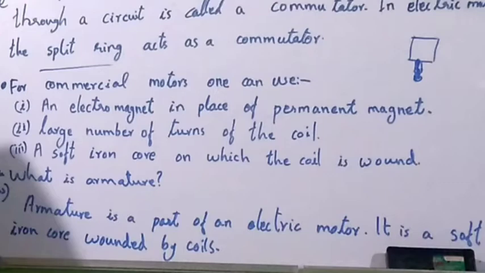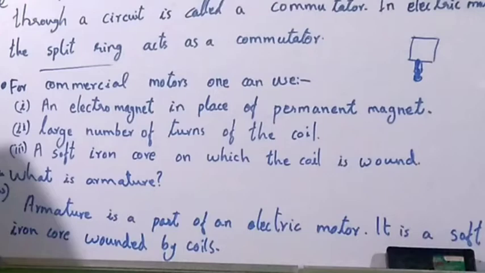A large number of turns of the coil are used in a commercial motor, and a soft iron core on which the coil is wound. It helps to increase the efficiency. So a soft iron core, and on that soft iron core the coils are wound.